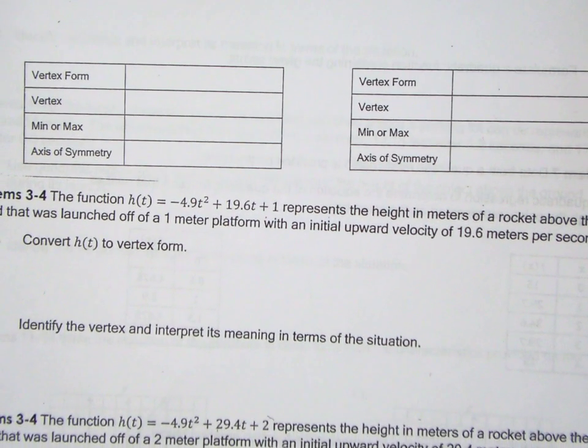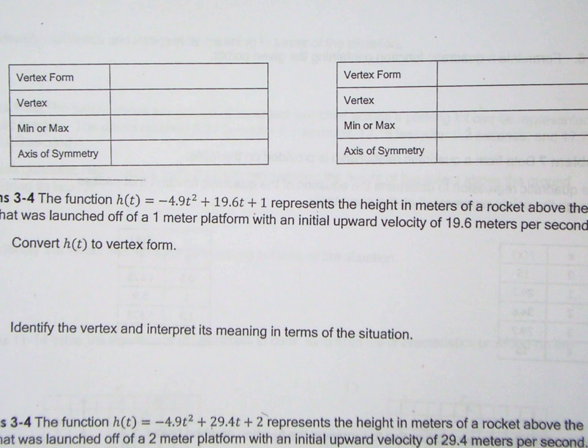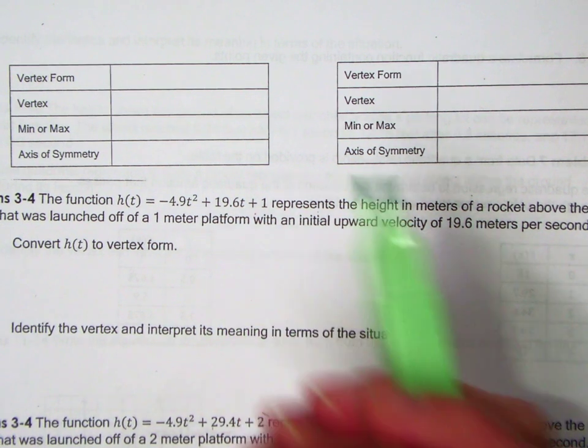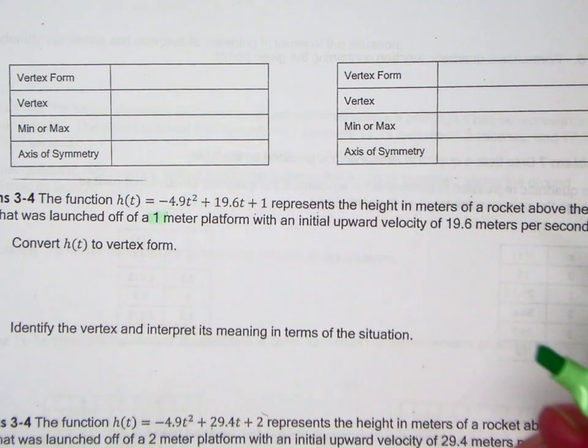All right, go to problems number 3 and 4. So 3 and 4 gives you a real life scenario. It says the function h of t represents the height in meters of a rocket above the ground that was launched off a 1 meter platform with initial upward velocity of 19.6 meters per second. So the pad that it was launched off, this is your initial height.